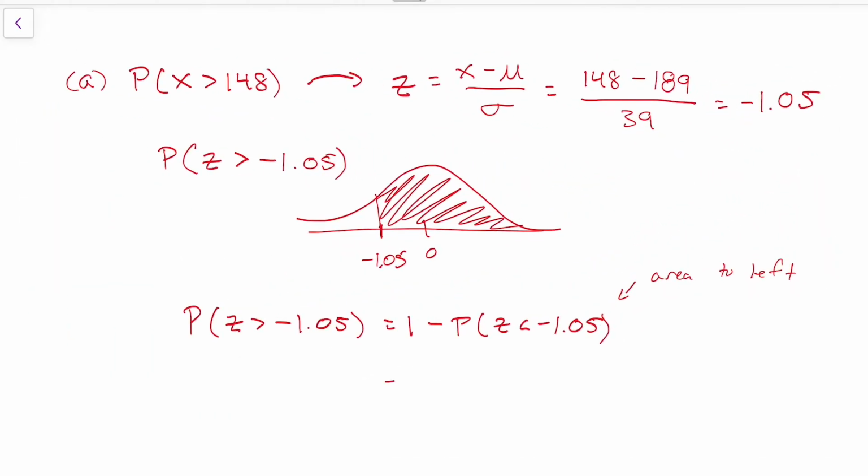Okay, so I found that probability, and I'll plug that in, and I'll subtract that number from 1. If I compute that in my calculator, I'll get 0.8531. So the probability that a single adult weighs more than 148 pounds is the probability of 0.8531.